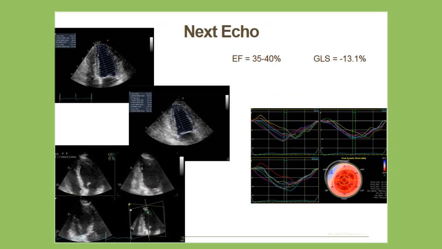Okay, so this study was probably about 3 to 4 months out, and when we scanned her, we traced out a Simpson's biplane on her and noted that her EF was approximately 35 to 40%, and we had a significant drop in her global longitudinal strain average. Remember, it was 17.6 at her baseline study, and now we're down to 13.1. So we had approximately a 25% drop in her global longitudinal strain average from her baseline study.